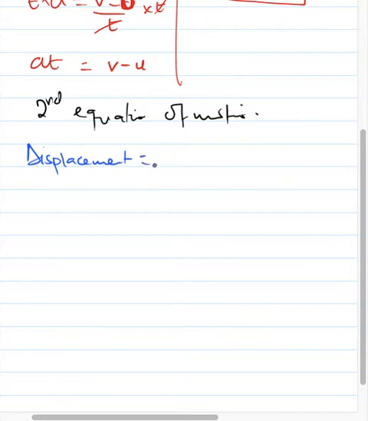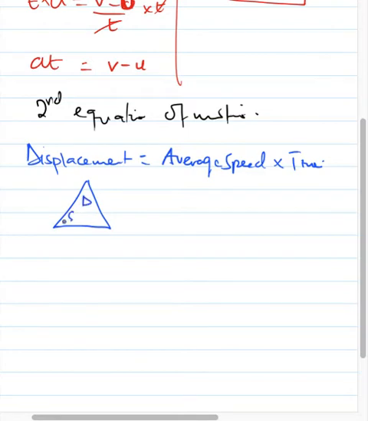So displacement is equal to average speed times time. Just like distance is equal to speed times time, this one is average speed times time. You can memorize this. DST means distance is equal to speed times time. Speed is distance over time, and time is distance over speed.